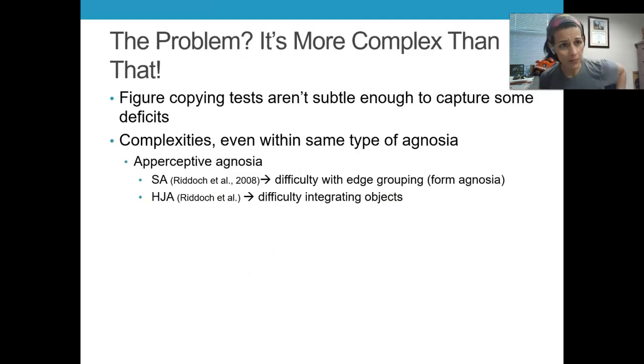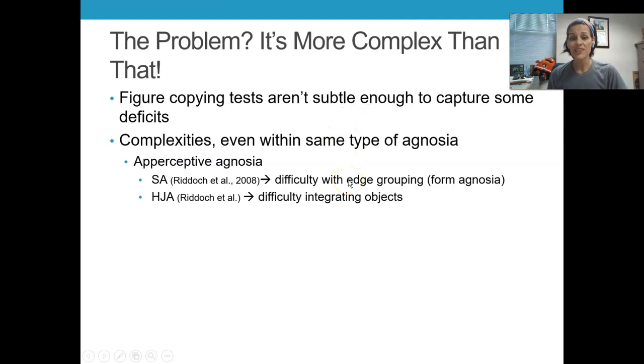So here's the problem though. From a historical perspective, it seems really easy to understand, but it's going to be a lot more complex than that. Figure copying tests are not going to be subtle enough to capture some of the deficits that we see in different types of agnosias. And there are historically complexities even within the same type of agnosia. So Riddoch and colleagues talked about two patients with apperceptive agnosia, and the two of these patients had very specific and different problems.